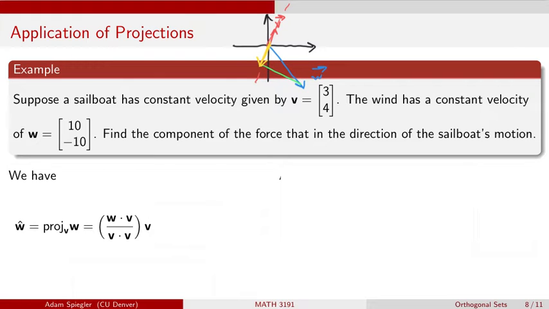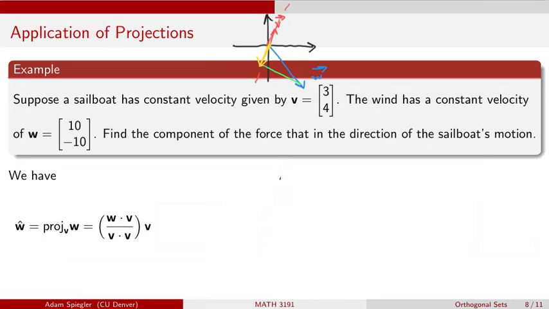And so we would like to find the component of the force W, which is this vector in blue, that is in the direction of the sailboat's motion. And that's this vector right here, V. And so we can see here that this vector in yellow is actually going in the exact opposite direction as the boat's velocity V is taking it. So that tells me that this wind vector is actually going against the motion of this sailboat moving in this direction. So the wind is hindering the motion of this sailboat.